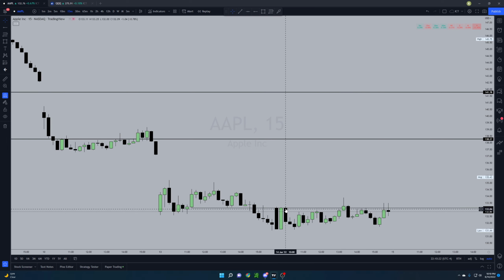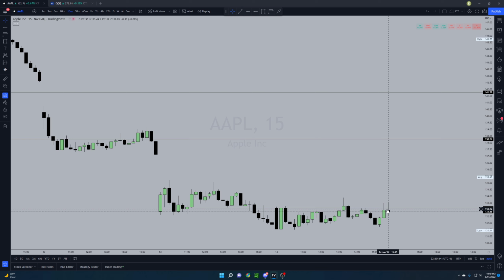This rejection here, this candle shows me that buyers were strong enough to get it over, but sellers were even stronger because they got it over, but then sellers brought it right back down. And then this rejection here. So you're seeing a lot of rejections. Even towards the end of day, we saw our rejection there.